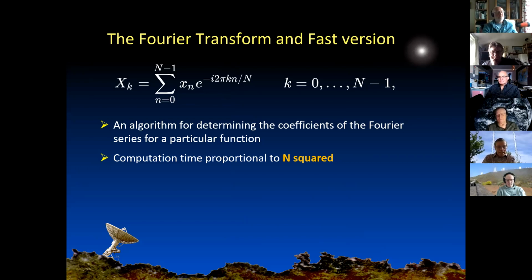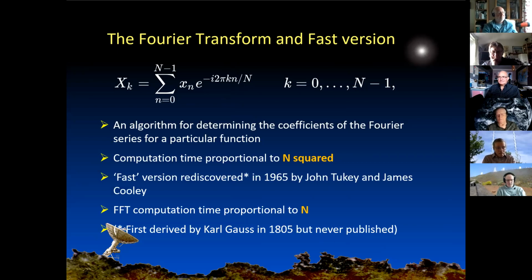But in 1965, John Tukey and James Cooley rediscovered an easier way, a faster way to compute the Fourier transform. And this is called the fast Fourier transform. And the computation time is proportional to n rather than n squared. So if we're talking about tens of thousands or even hundreds of thousands of samples, you can understand the difference. Interestingly enough, it is a question of rediscovered. Carl Gauss had the principle of the fast Fourier transform in 1805, but never got around to actually publishing it.